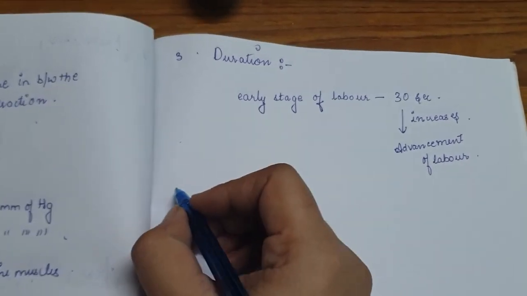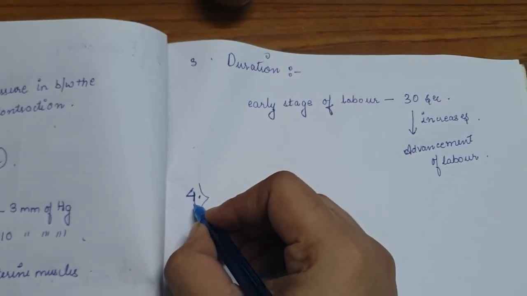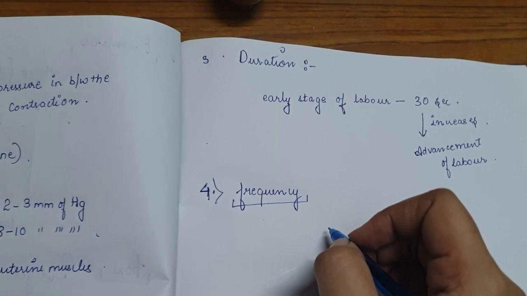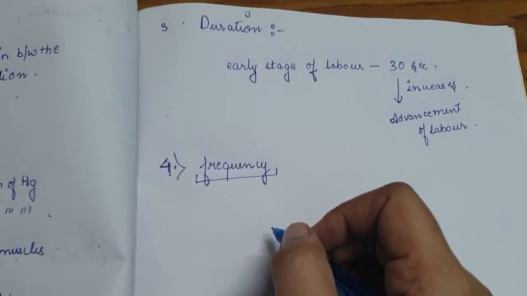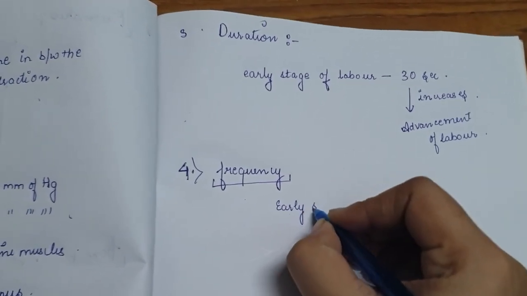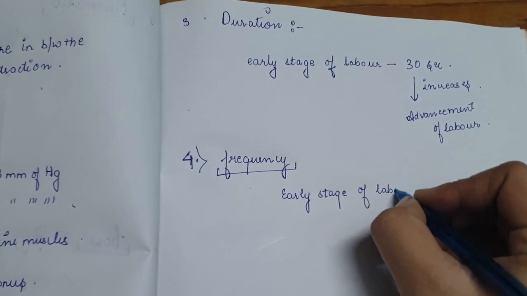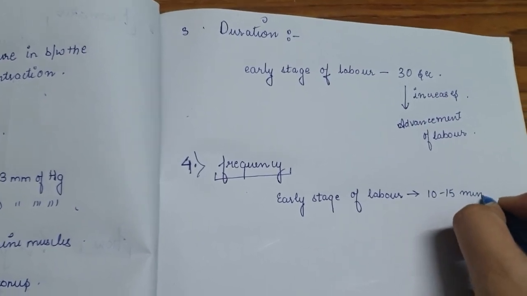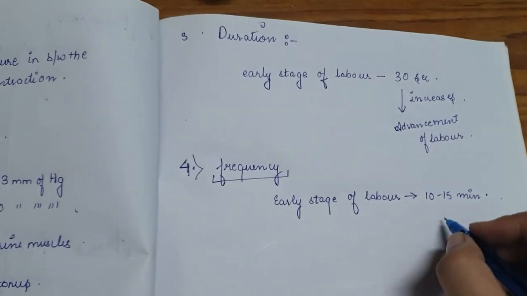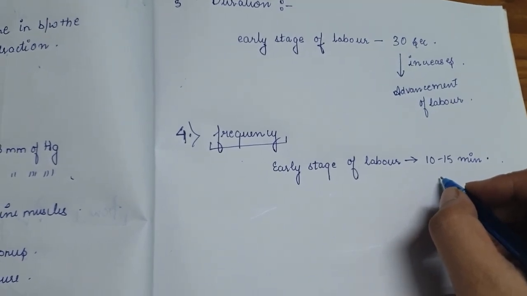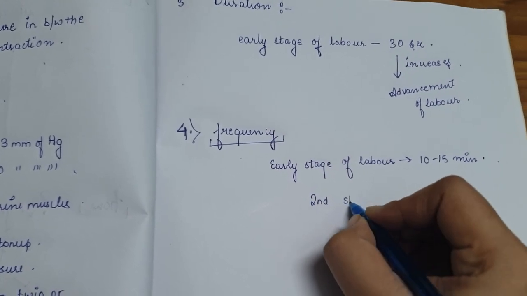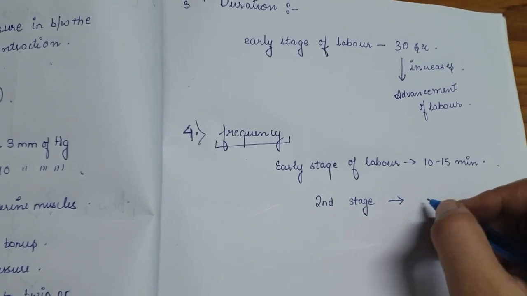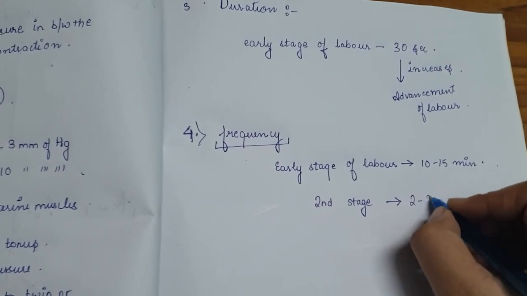And after duration, next one is frequency. Frequency means how many times the uterine contractions occur. In the early stage of labor, a single uterine contraction occurs after 10 to 15 minutes, and the frequency increases as the labor advances. Like in second stage of labor, the frequency of uterine contraction increases as the uterine contractions repeat after 2 to 3 minutes.